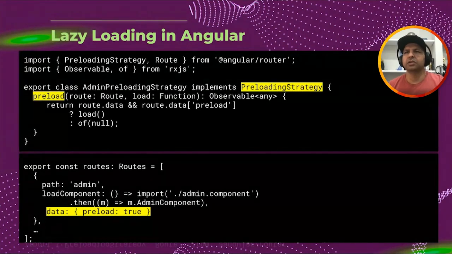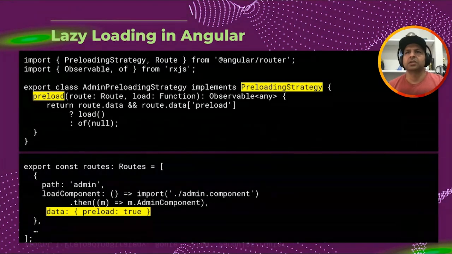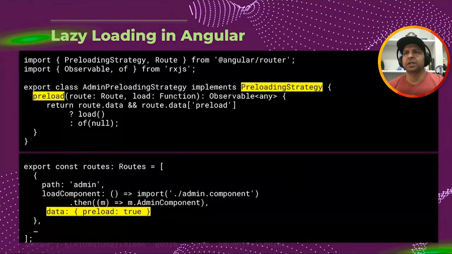And like I said, you can also create your own preloading strategy by implementing the PreloadingStrategy interface. So this interface provides just the preload function and needs to return an observable by either calling the load function when the module should be preloaded, or it can return an observable of null indicating no preloading.